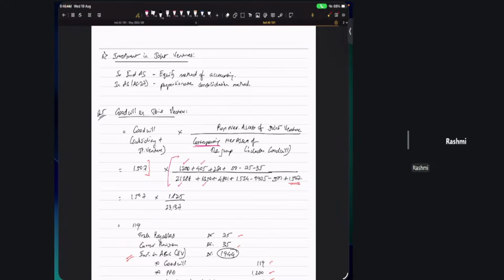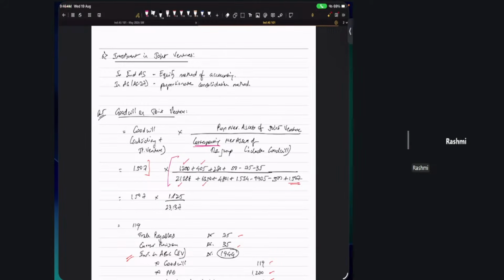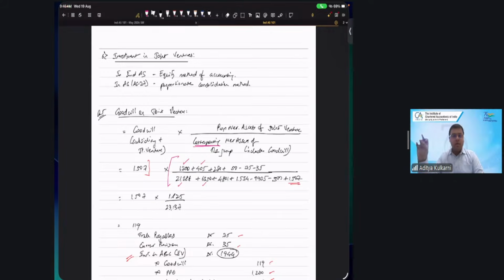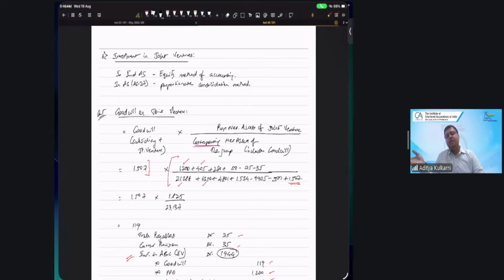Understood the difference? Under AS, line by line, I would add all assets and liabilities. Under Ind AS, investment would appear at cost plus whatever profit the joint venture is earning, that share of profit will be recorded here. And if the joint venture declares dividend, you tell me, will it be added to the investment or subtracted from the investment value?